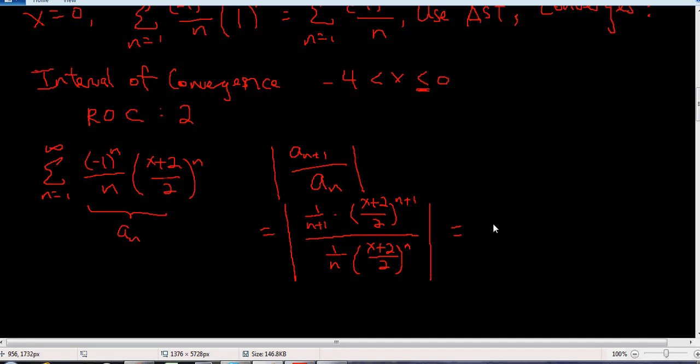So this is equal to 1 over n plus 1 times n, right? So remember, this is like 1 over n plus 1, and the n comes up on the top, times, and then you can just subtract the exponents. It's dividing, so you subtract the exponents. So (x plus 2) over 2, n plus 1 minus n gives me back 1, so I'm just not going to write it, just 1. And of course, don't forget your absolute value signs.